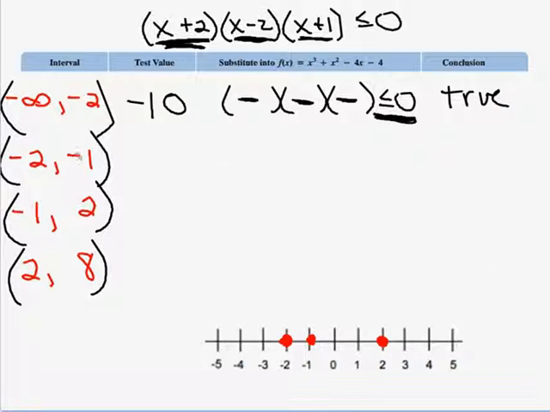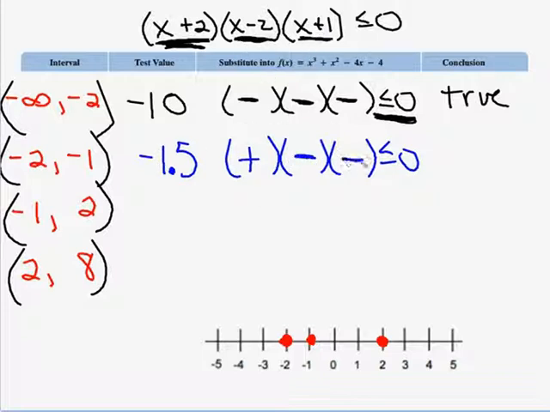Okay. Between negative 2 and negative 1, the only thing that works in there, I guess, would be negative 1.5. Let's write it as a decimal. And again, we have 3 terms. We're only concerned about the signs. Negative 1.5 plus 2 is positive. Negative 1.5 minus 2 is negative. And negative 1.5 plus 1 is negative. Positive times negative is positive. Is a positive number less than 0? No, that's false.